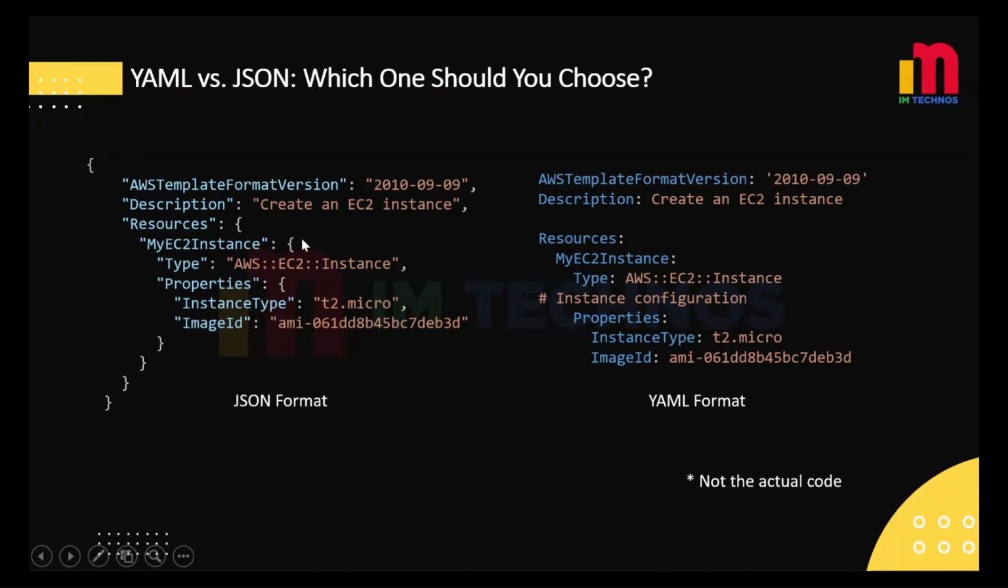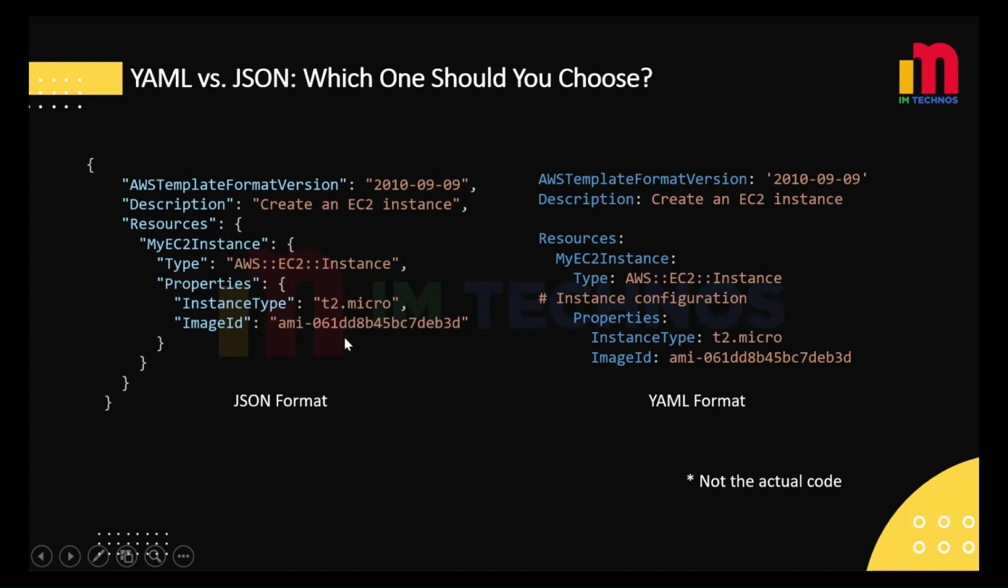JSON code can be a bit harder to read due to its strict formatting and heavy use of punctuations. YAML, on the other hand, is more human readable, especially for large templates. JSON files tend to be larger due to the need for braces, quotes, and commas. YAML is more compact as it avoids unnecessary symbols. One key difference is that JSON doesn't support comments, which can be limiting for documentation within the code. YAML, however, allows comments using the hash symbol.